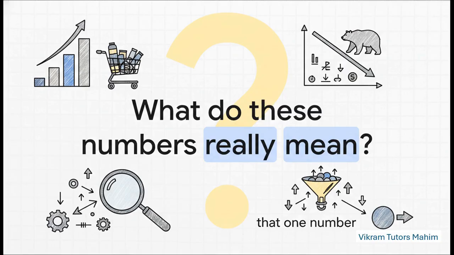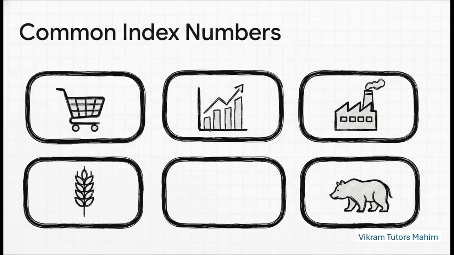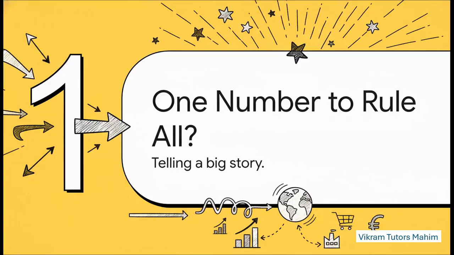Well, let's find out. And you definitely know some of these names. The CPI, that tracks what you and I pay for stuff. The Sensex and Nifty, they follow the stock market. Every single one of these is a type of index number, and they're all designed to give us a quick snapshot of a very complex system. So how can one number possibly capture so much information? That's really the magic trick we're diving into today.